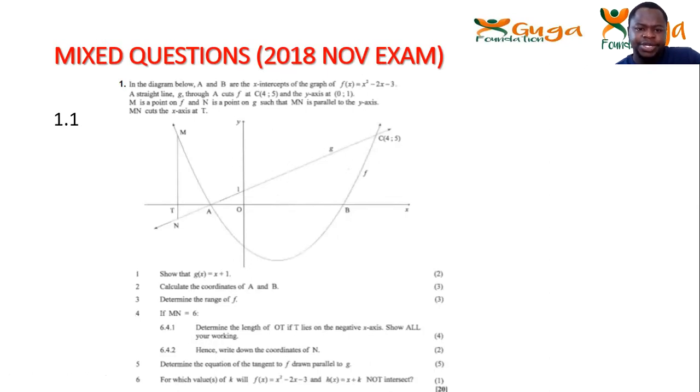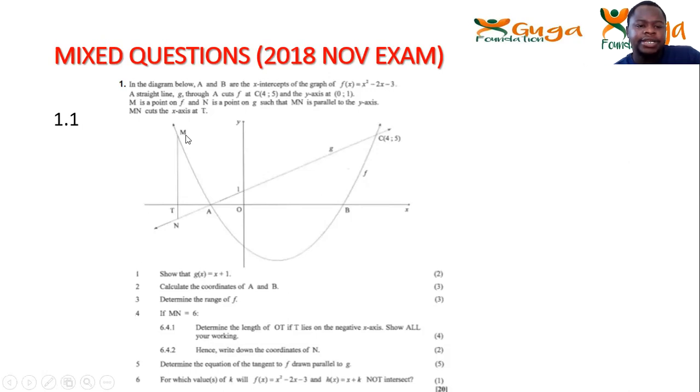I'll be writing. So in the diagram below, okay, A and B are x-intercepts of the graph of f of x equals x squared minus 2x minus 3. Okay, a straight line g through A cuts f at C. This is the point of intersection, and the y-axis at (0, 1). Here the y-intercept exists at (0, 1). M is a point on f.